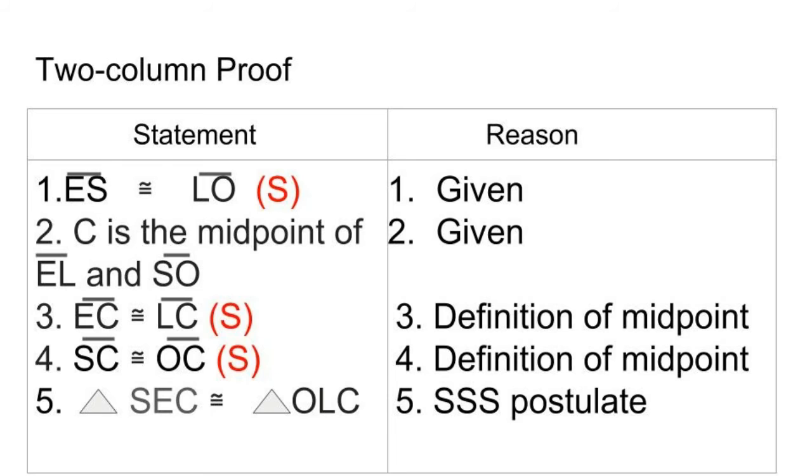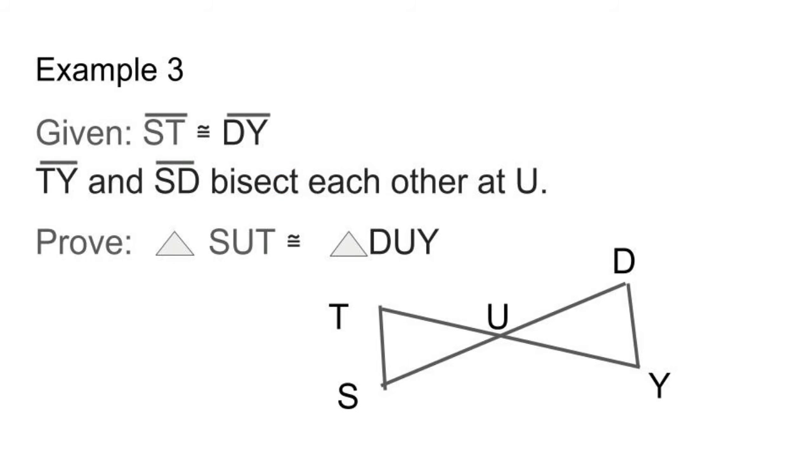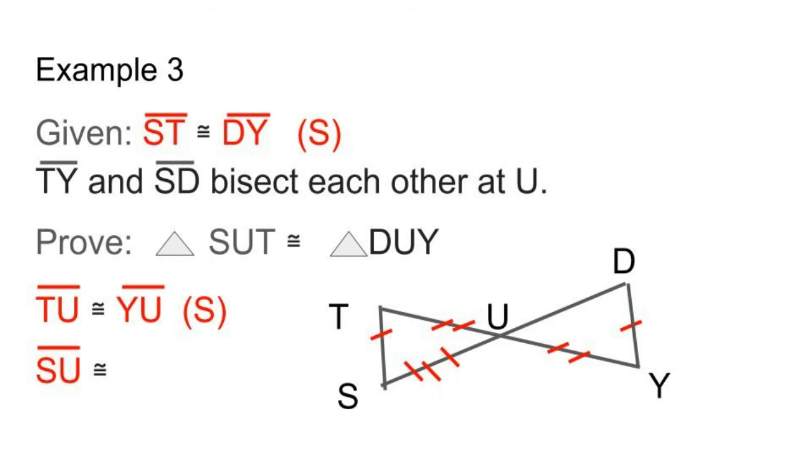Example number 3. Given segment ST is congruent to segment DY, segment TY and segment SD bisect each other at U. Prove triangle SUT is congruent to triangle DUY. Okay, let's put marks on the figure. Segment ST is congruent to segment DY, that's given, our first side. Since segment TY and segment SD bisect each other at U, segment TU is congruent to segment YU, our second side. Segment SU is congruent to segment DU, our third side.